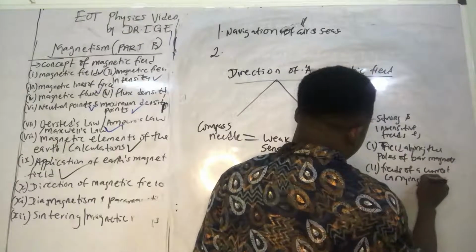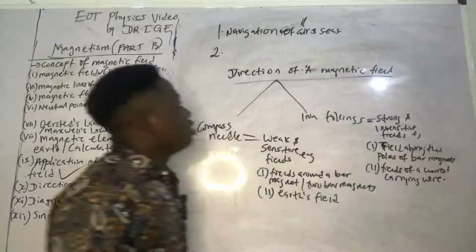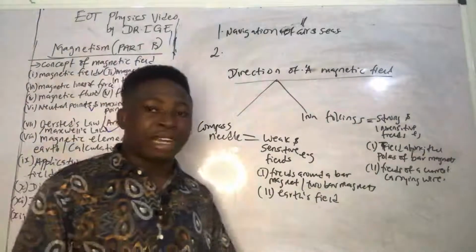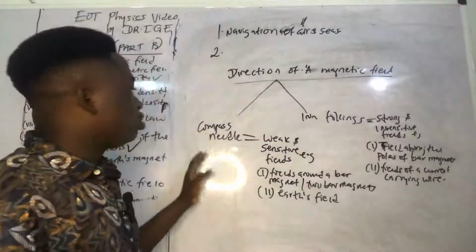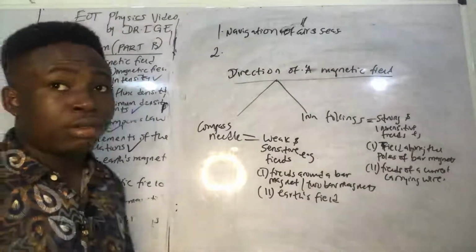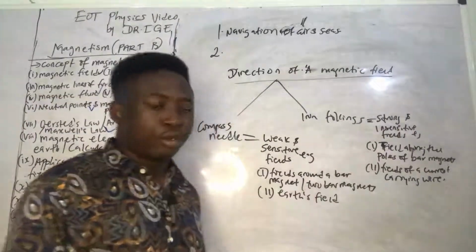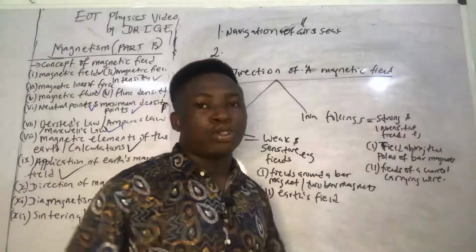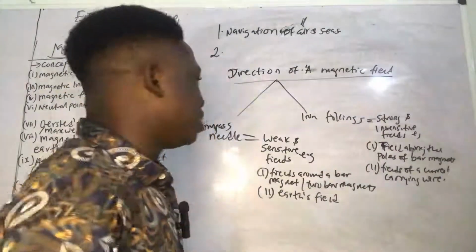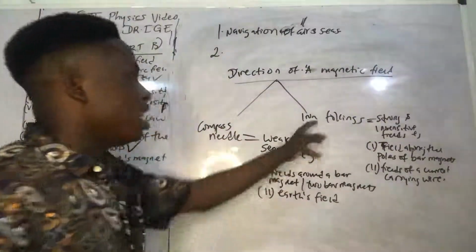So remember, the direction of the magnetic field is actually the direction of the magnetic flux. That's where lines of force point towards. So we have two things that you can use to measure it physically, because remember, I said you cannot see lines of force. So these two instruments actually serve as indicators. They help us to understand the direction of the Earth's magnetic field. So there are two of them. We have the compass and we have iron filings.